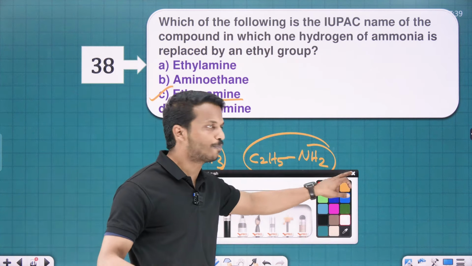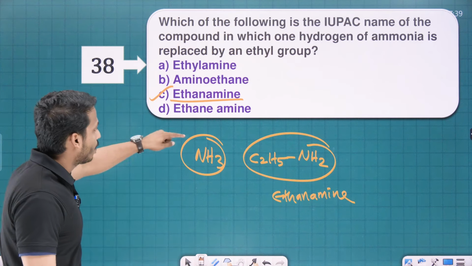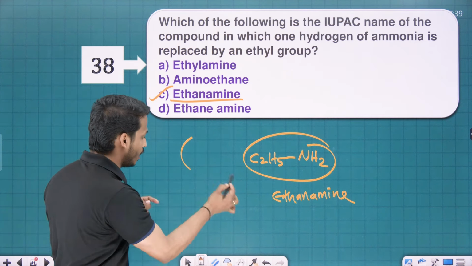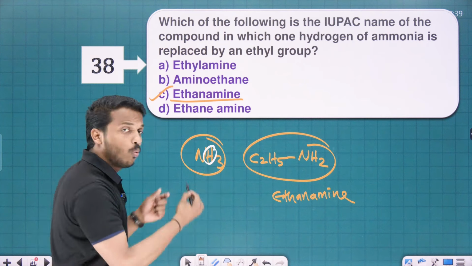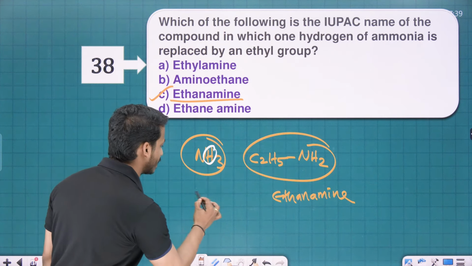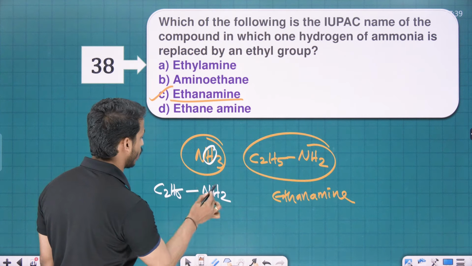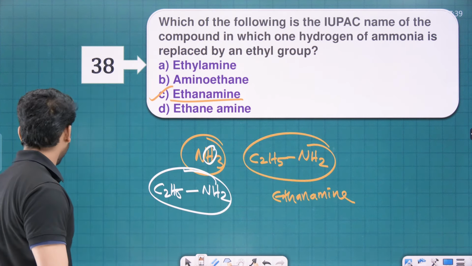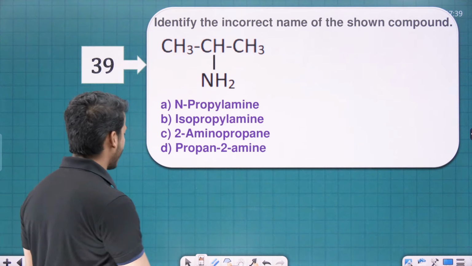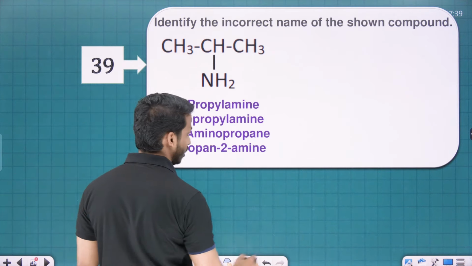Did you get the question? That is the type of question they ask. From ammonia, one hydrogen is removed, so what is left is NH2, and it's replaced by an ethyl group. So what is it called? Ethanamine, right?